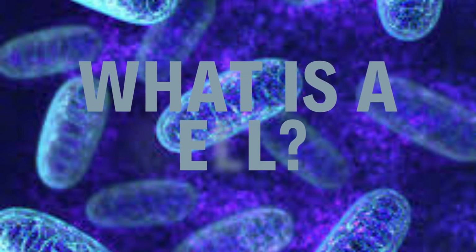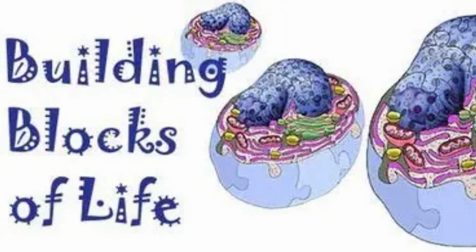A cell is a basic structural and functional unit of life. All living organisms are made up of cells, and they are either unicellular, that is made up of one cell, like in the case of bacteria, or multicellular, made up of many cells, for example, humans, animals, and plants.